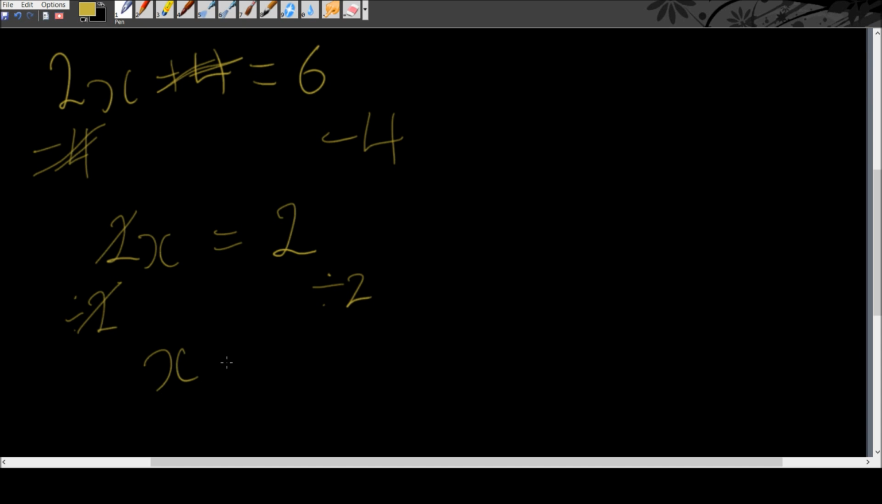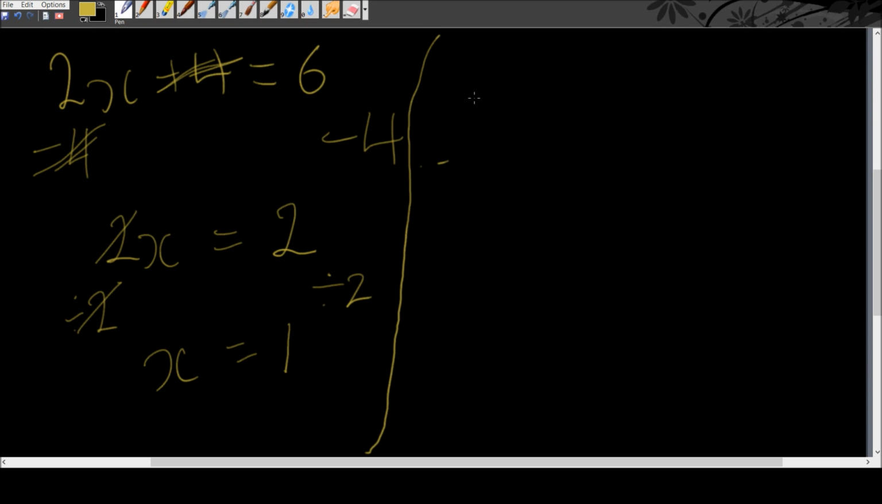We're just going to have x is equal to, just so you know, 2 divided by 2 does not give you 0. 2 divided by 2, how many 2's go into 2? 1. It's going to give you 1, because I know some people will be tempted to say 0, and it's not.